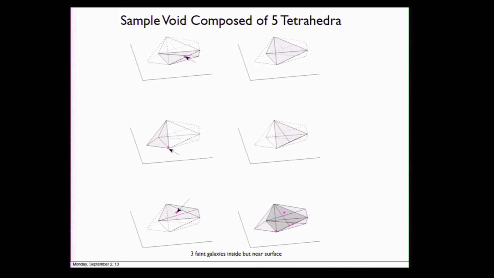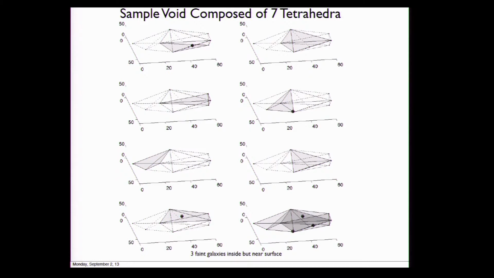Empty of galaxies in the volume-limited sample, but there are fainter galaxies that were rejected from the volume-limited sample. Are any of those inside of here? Well, there are 3. There are 3 faint galaxies that are in this void. It turns out that all 3 of them are very near the edge, very near the surface of this void, so in effect they're really not there. And I'll talk more about these faint galaxies later. Here's just another slightly more complicated example where there are 7 tetrahedra, but the same thing.